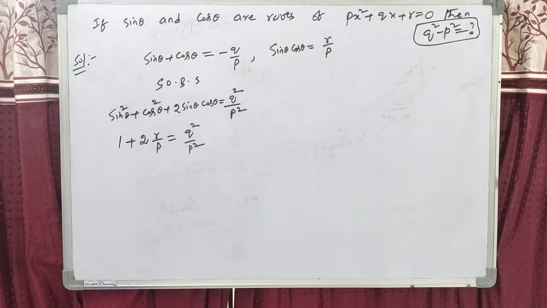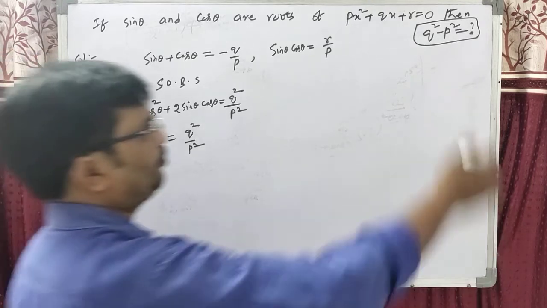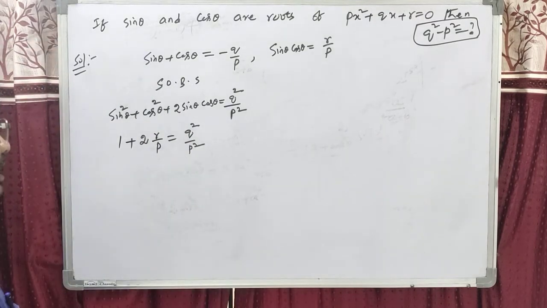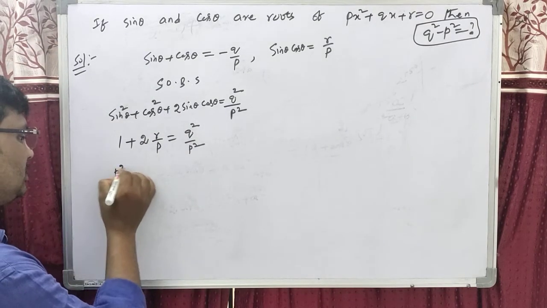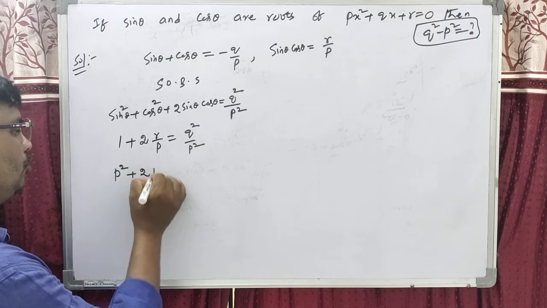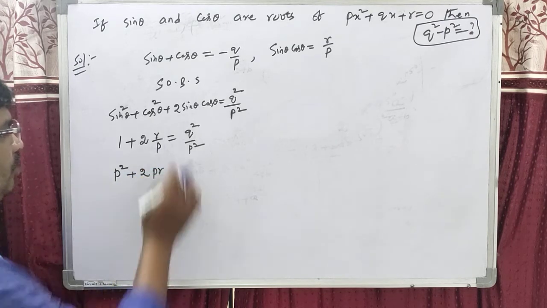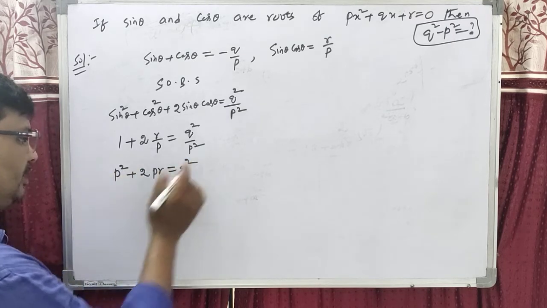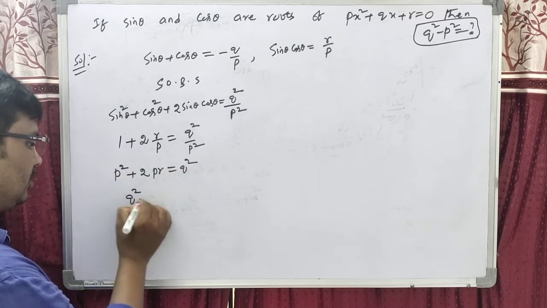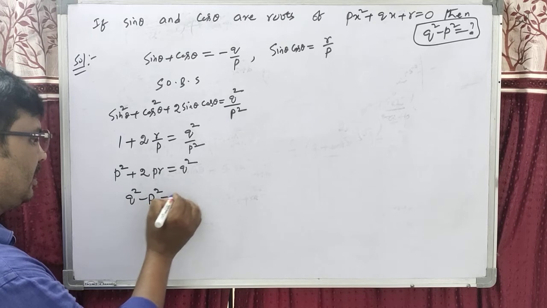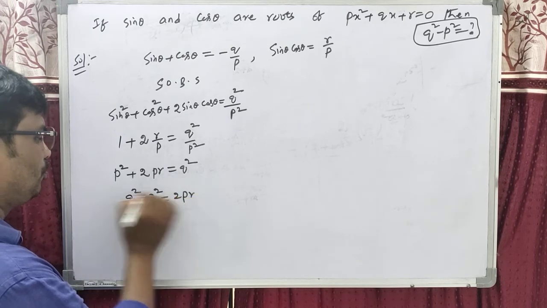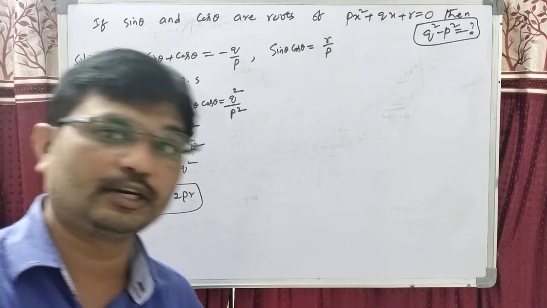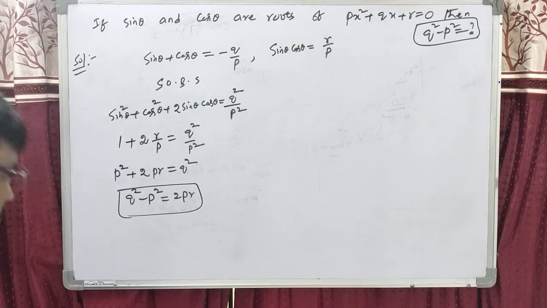Now, dear students, we find q square minus p square. This p square is sent to the other side. 2p into r, pr, one time p cancels. Now this is q square, which is sent to the other side. The q square minus p square is 2pr. What, students? q square minus p square is 2pr. Write it down, students.